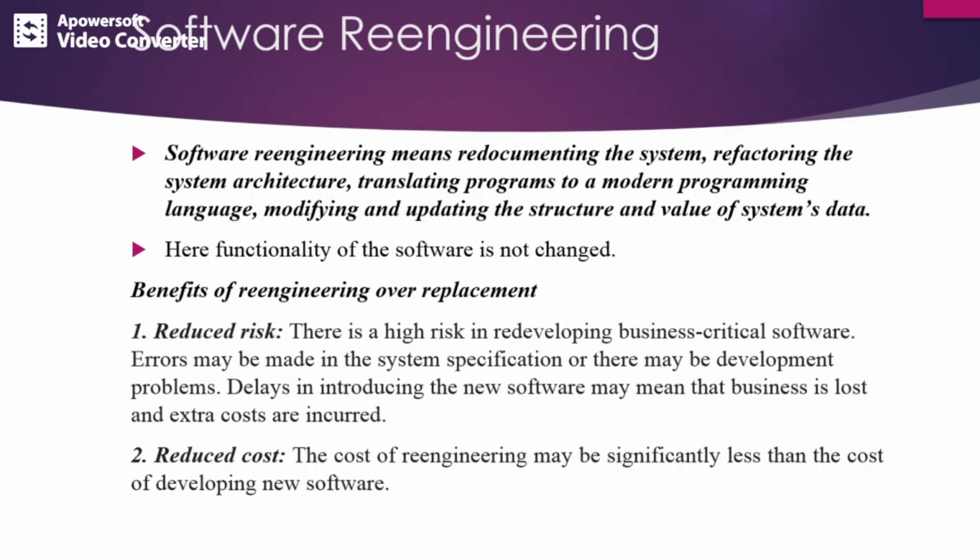So one thing is risk is reduced. You know that there is high risk in redeveloping business critical software, which is contributing to the business. Errors may be made in the system specification or there may be development problems also. But the delays in introducing the new software may mean that the business is lost and extra cost will be incurred. Okay, reduced cost. So the cost of re-engineering.